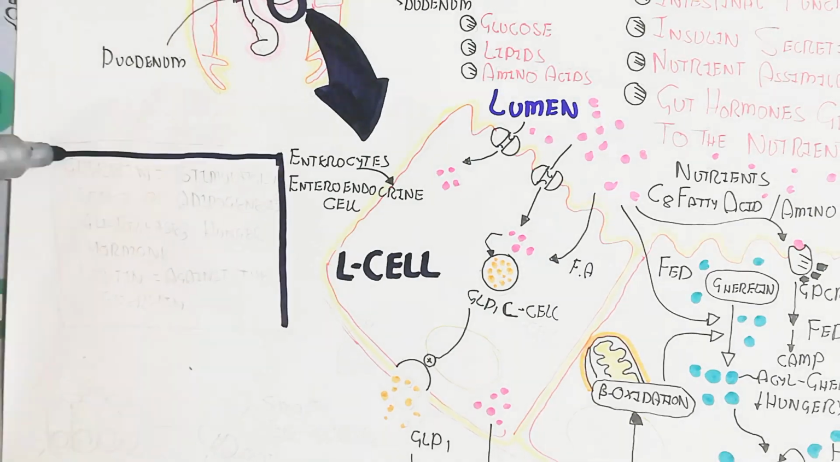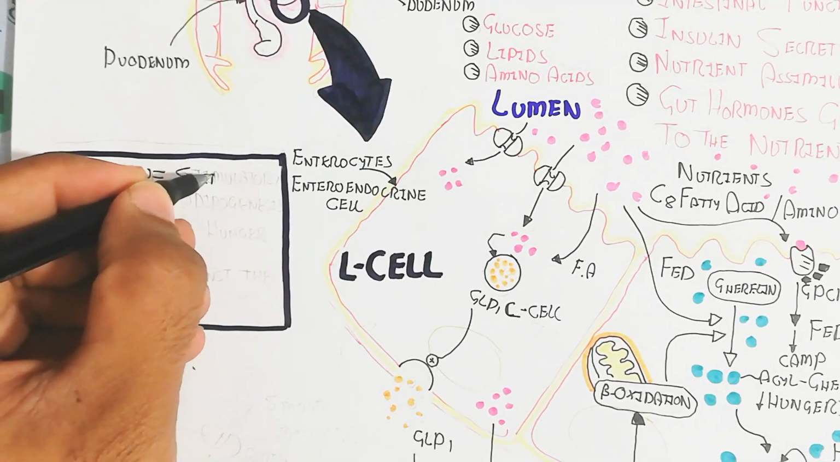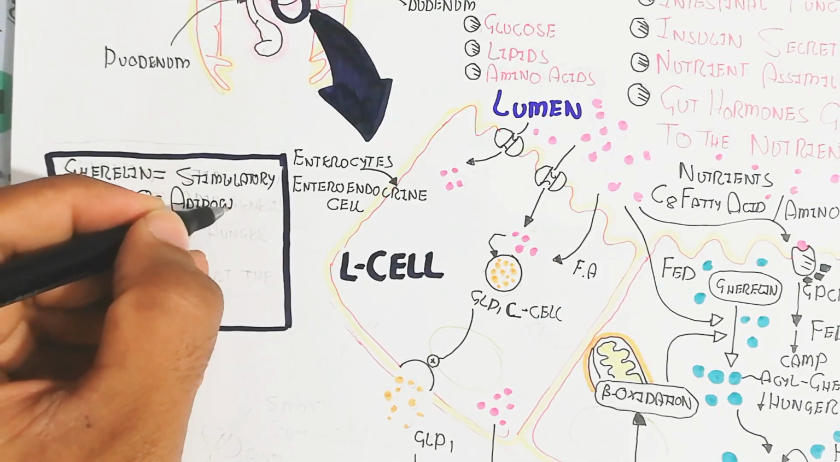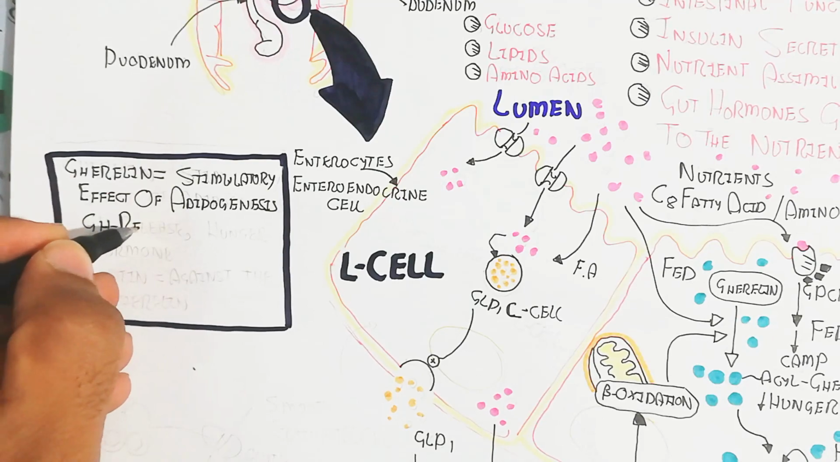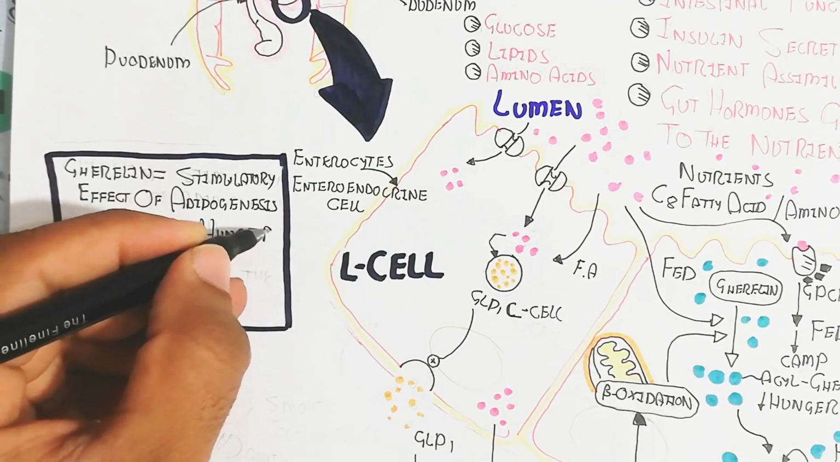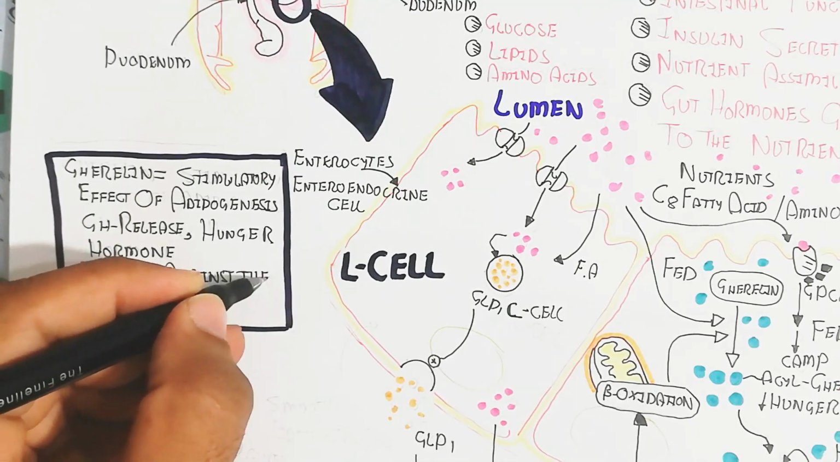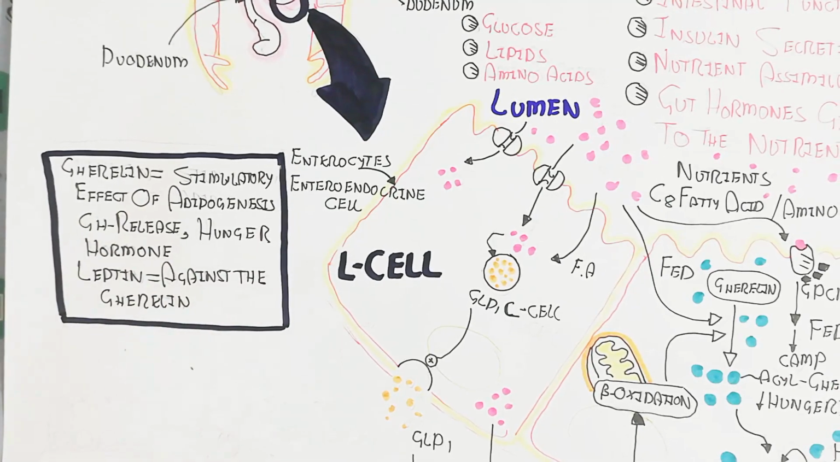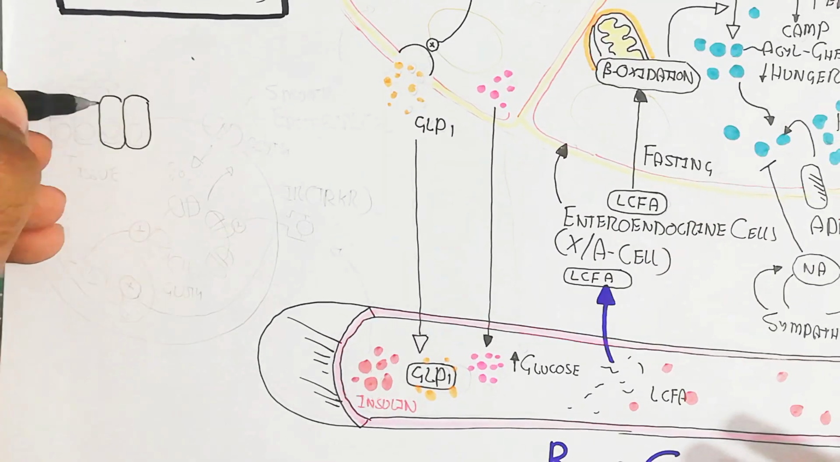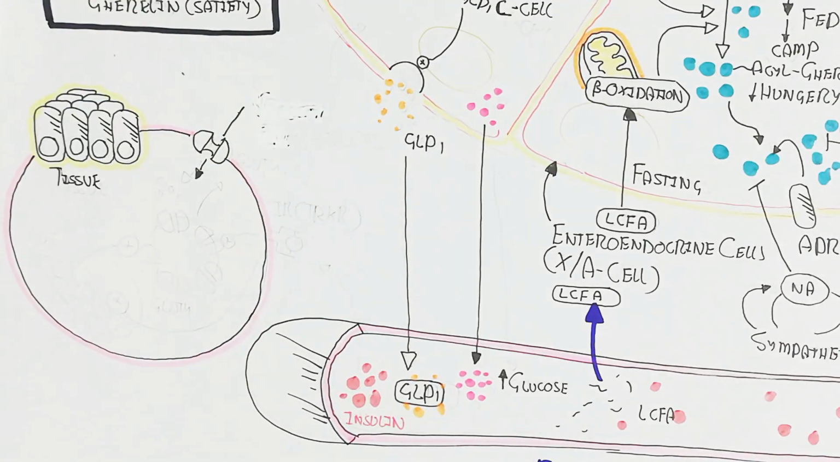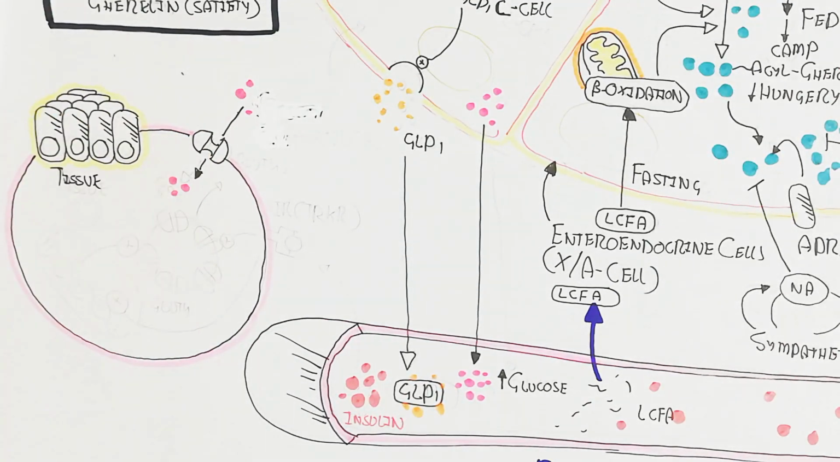Let's begin to understand ghrelin and leptin. Ghrelin has a stimulatory effect on adipogenesis and is the hunger hormone, while leptin is against ghrelin and creates satiety. So leptin will be released due to lipolysis to inhibit hunger, while hunger can be stimulated through ghrelin, so the ghrelin should be inhibited.